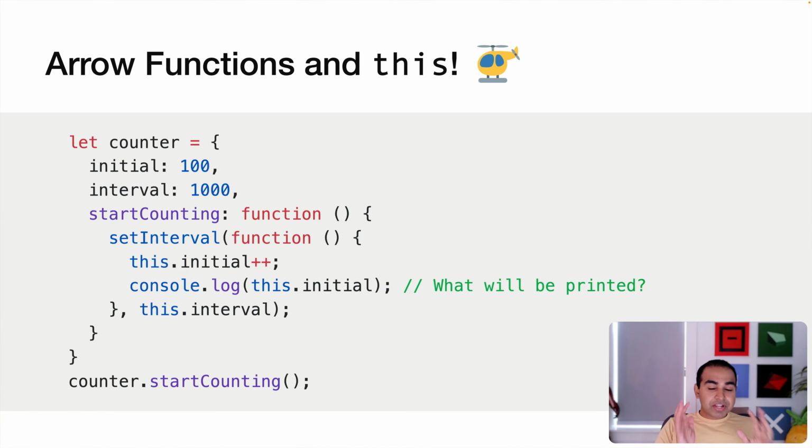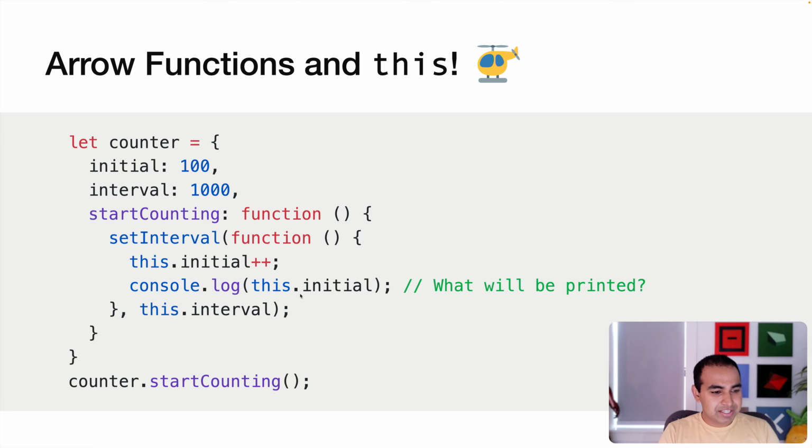Now, there's another huge area, though, where I absolutely love arrow functions. Even if I don't care about the syntactical conveniences it brings, it's how it handles this. So take a look at this code, and I'll walk through a little bit of it. We have an object called counter, which has two properties on it, initial and interval. And inside of it, we have another property called startCounting, which is a function. And inside this function, we have setInterval. And this setInterval is a function that increments the value of initial, which is at 100, by 1 every 1000 milliseconds or 1 second, which is specified by this.interval.